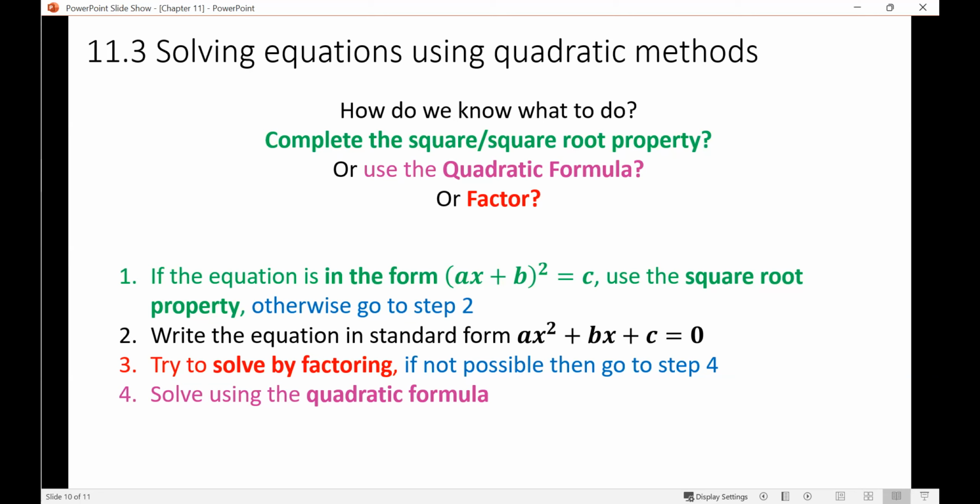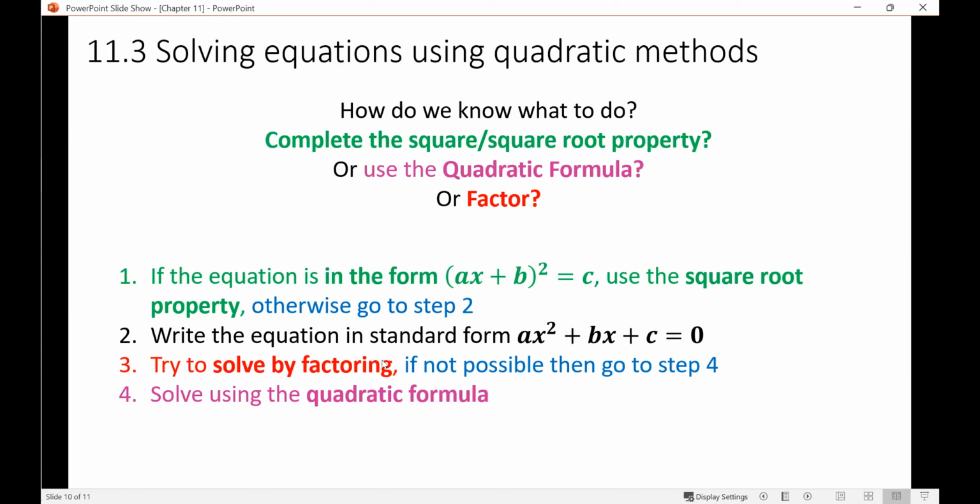But if it's not already completed for us, completing the square takes a good bit of work, and so it's better to use one of the other two techniques. So if we're not in this form, go to step 2. Write your equation in standard form. Every other technique besides the square root property requires our equation to be set equal to 0 and in standard form. So if we're not going to use the square root property, make sure you get your equation in standard form.